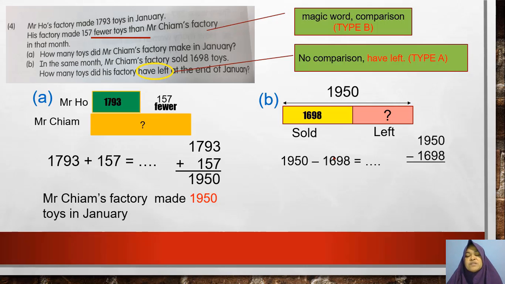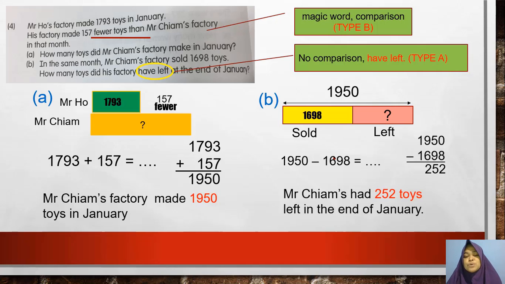So 1,950 subtract with 1,698, the result will be 252. So Mr. Chiam had 252 toys left at the end of January.